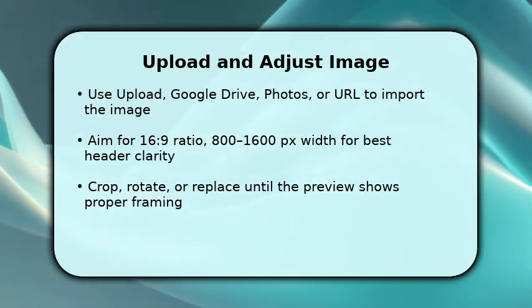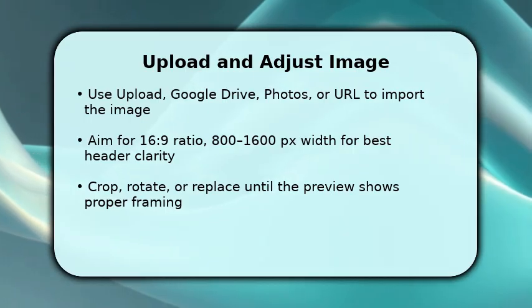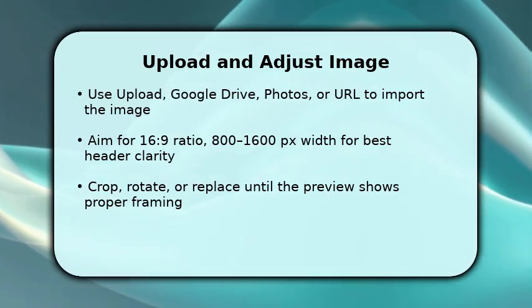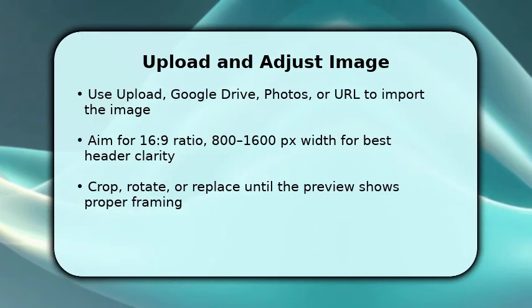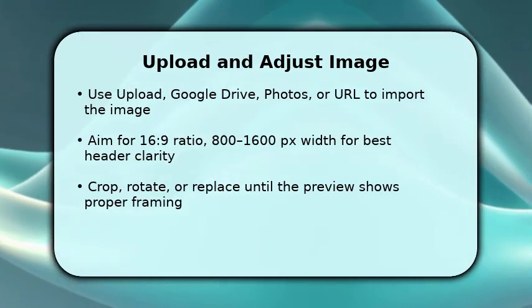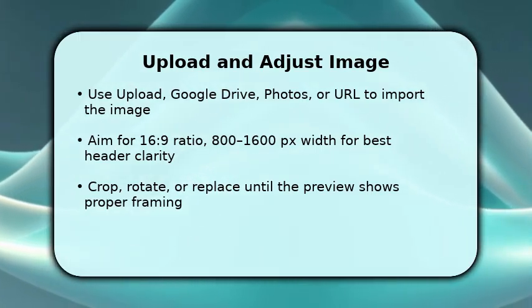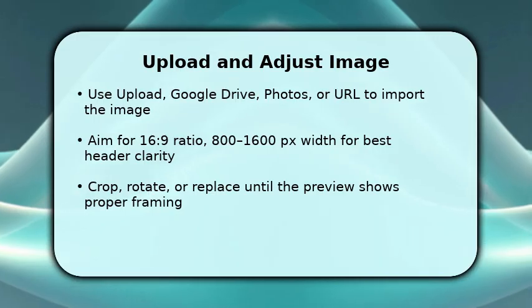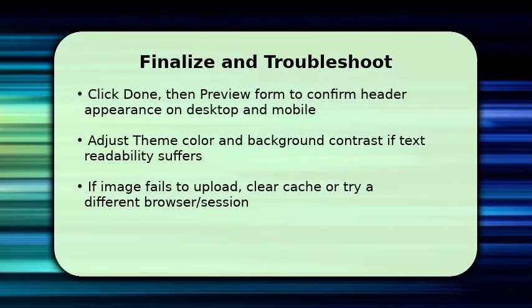If the image looks pixelated, replace with a larger file. Conversely, crop busy areas to keep the header clean and readable. These steps control composition and ensure the image displays consistently across devices. Finish by clicking Done and immediately preview the form on both desktop and mobile to confirm the header reads correctly.